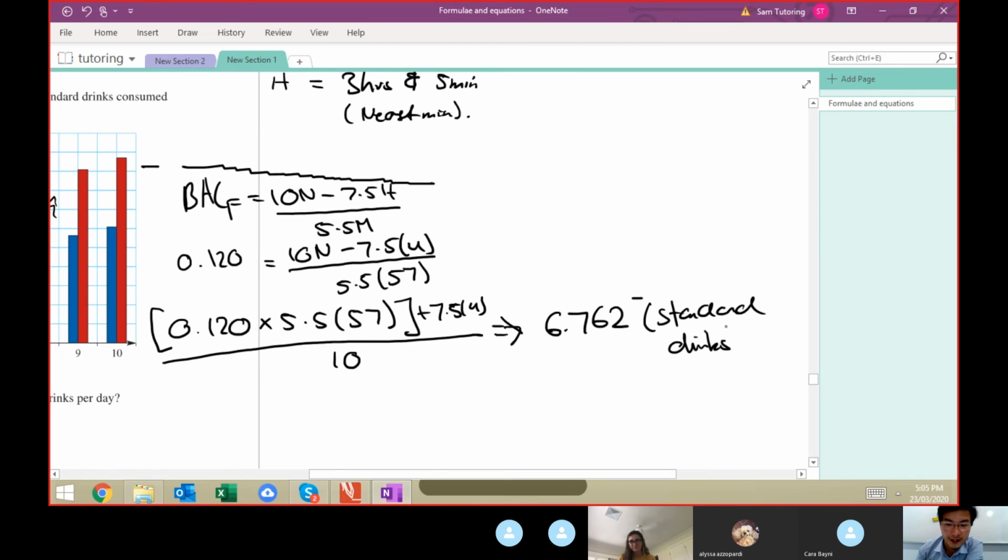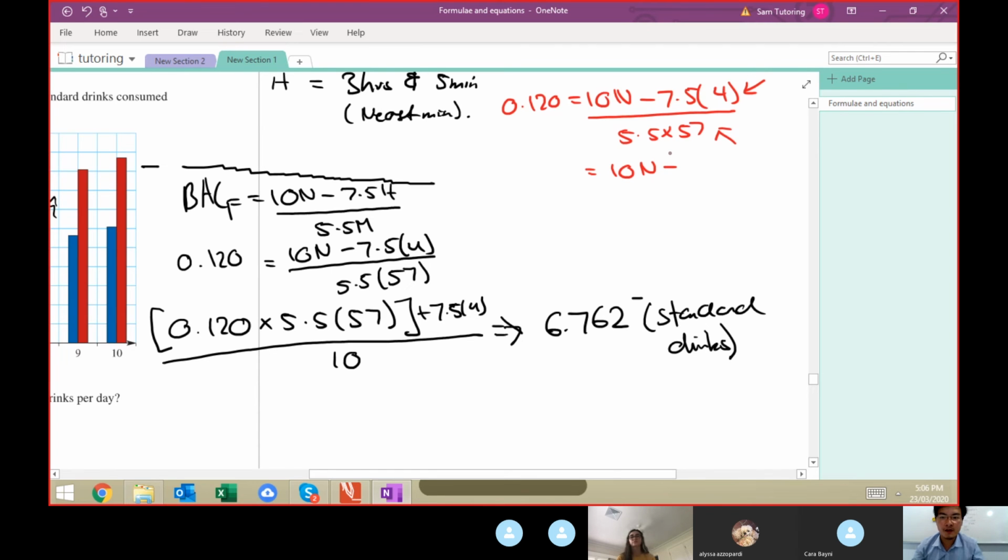Okay, I'll go through it again. So we're finding n. I'll do the new working out in red. Let's start with this. 0.120 is equal to 10n minus 7.5 bracket, how many hours? It has 4 hours, right? All over 5.5 times 57. This number here and this number here can be totally evaluated. What's 7.5 times 4? 30. Yeah, so that will be 30 on the top.